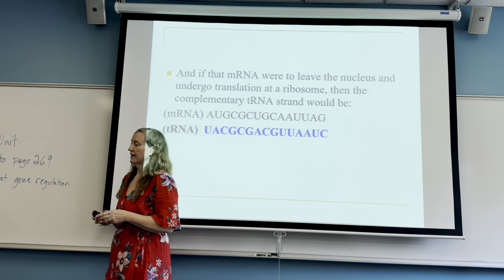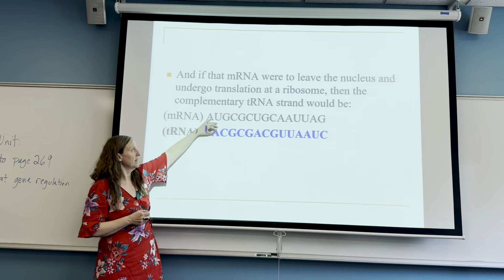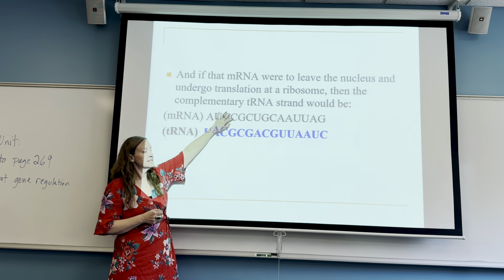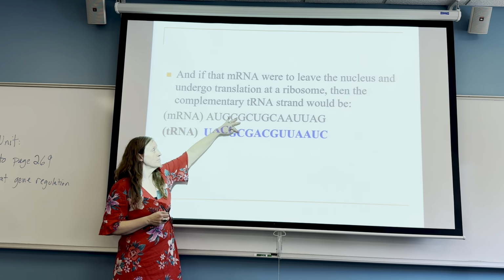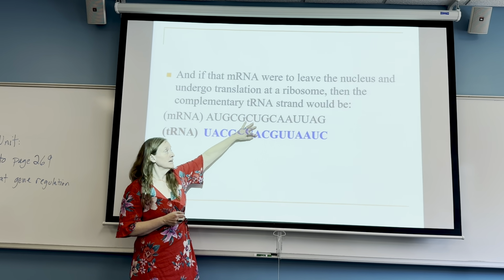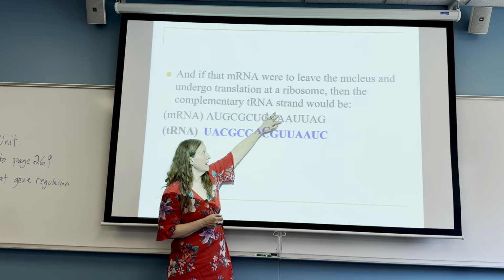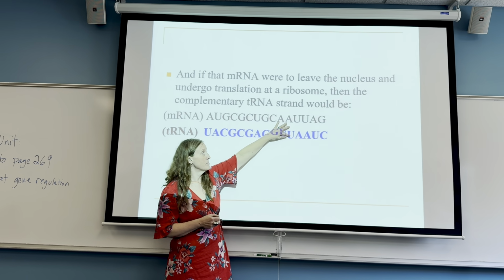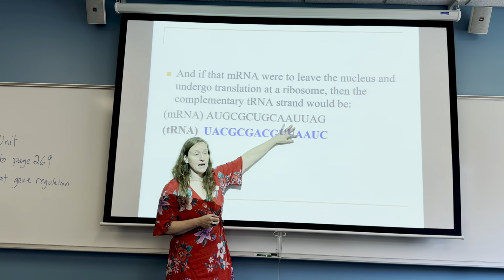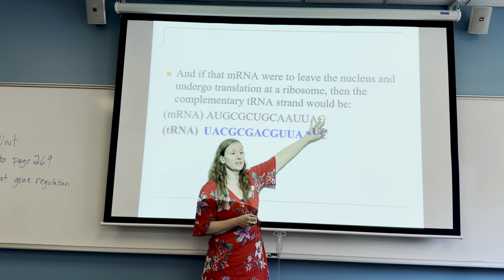So in taking a look at our tRNA strand, A complements U, U complements A, G complements C, C complements G, G complements C, C complements G, U complements A, G complements C, C complements G, A complements U, A complements U, U complements A, U complements A, and G complements C.